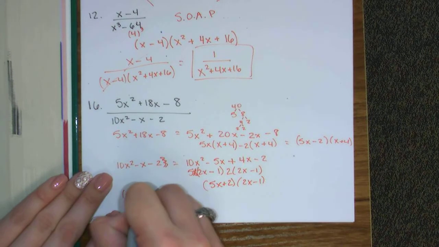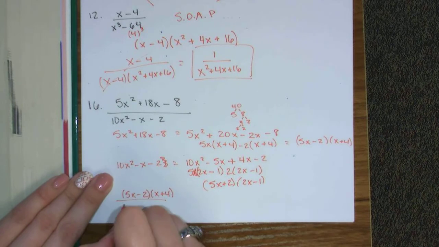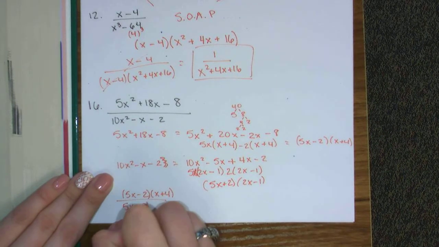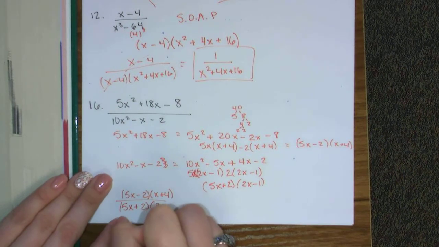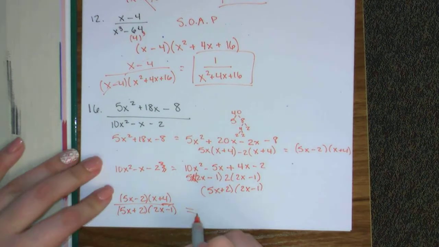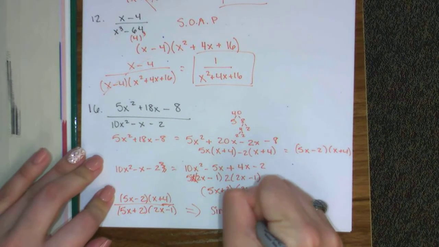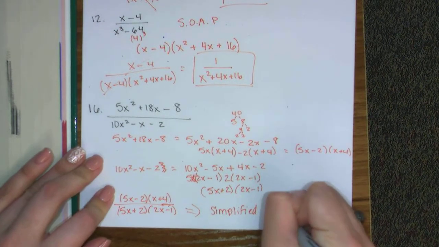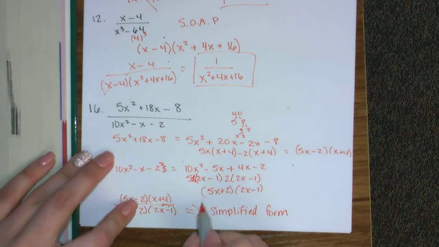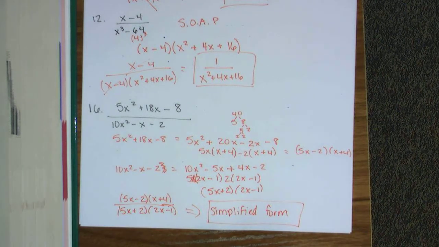So then I can combine everything back together here. 5x minus 2, x plus 4, over 5x plus 2, and 2x minus 1. Nothing cancels here, so we say that it's already in simplified form. So I know that's a lot of work to say that it's just in simplified form and we really didn't need to do anything, but unfortunately that is kind of just how it rolls.